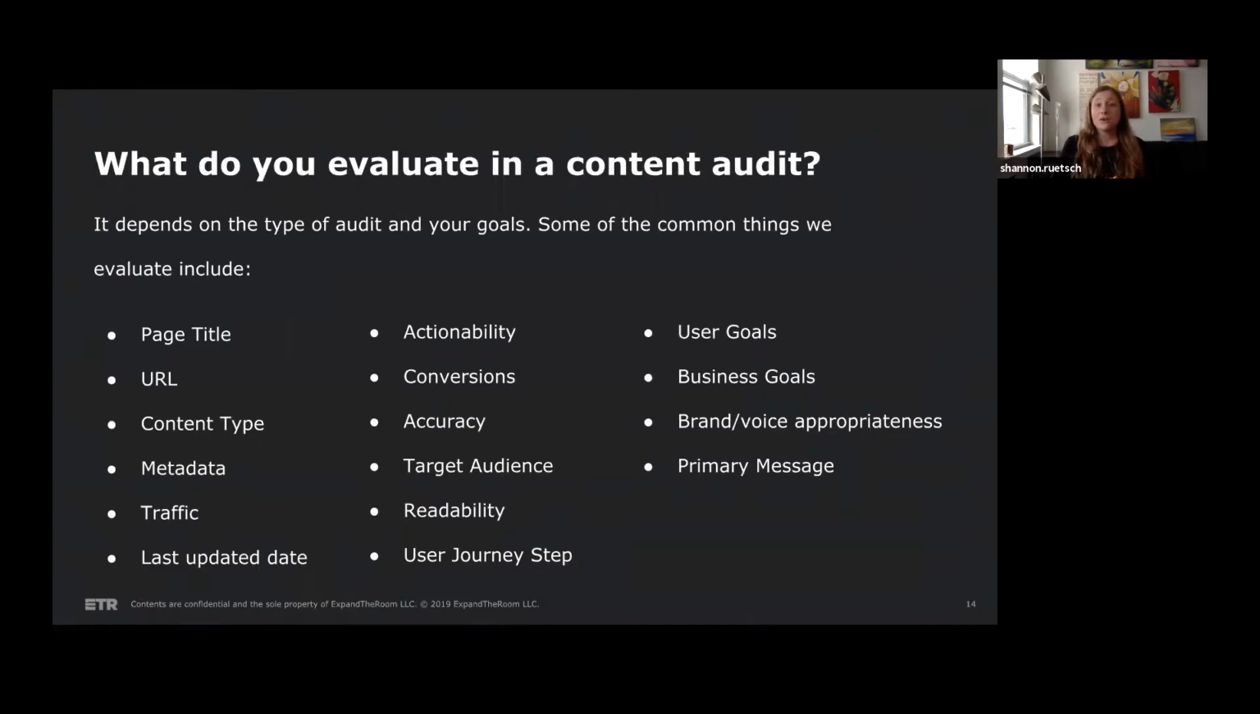Some things that you evaluate as part of a content audit include all of the things you see here. It really depends on the type of audit you're conducting and the goals in terms of what data you want to collect. In the columns, as you go from left to right, it goes from very specific to more qualitative. Typically it's easier to start with the quantitative audit, like the how much and the what you have, and progressively get more advanced as you go.